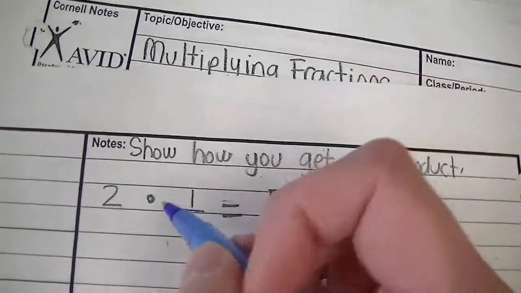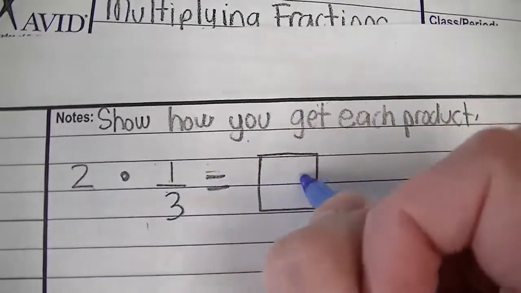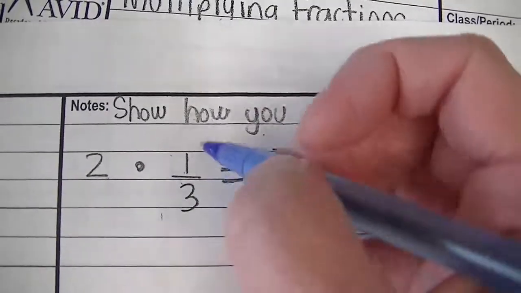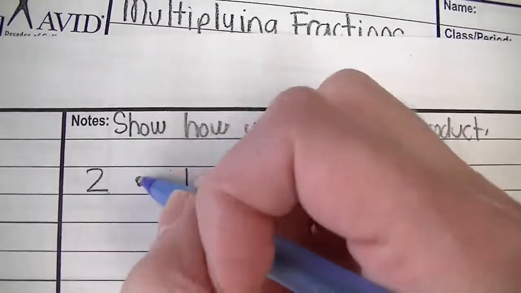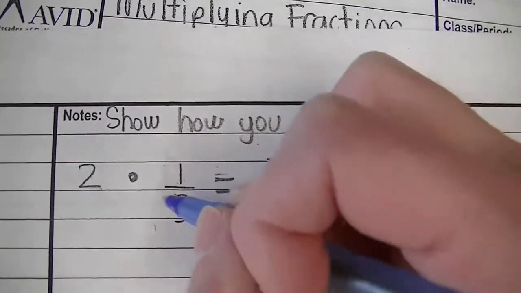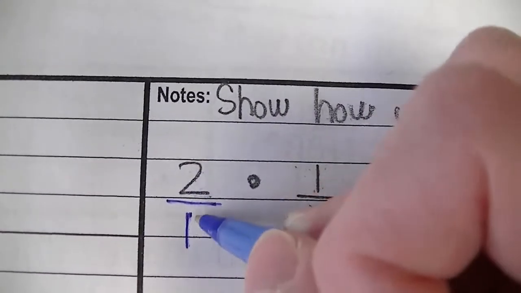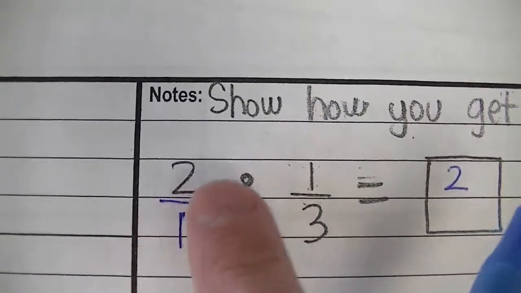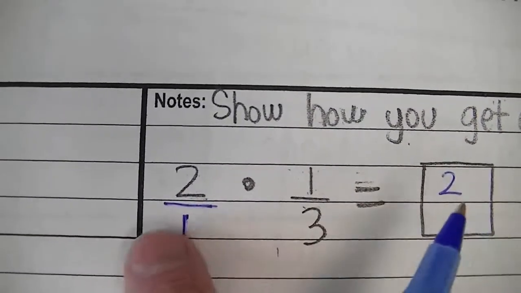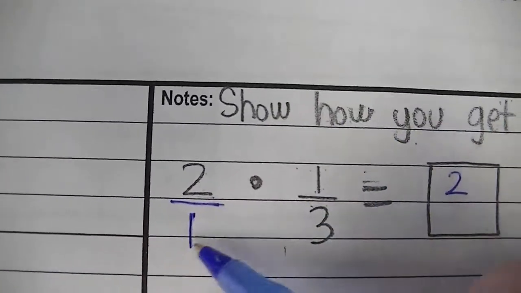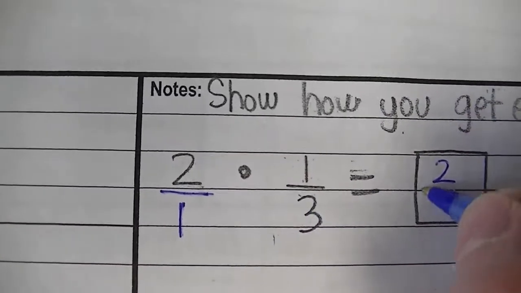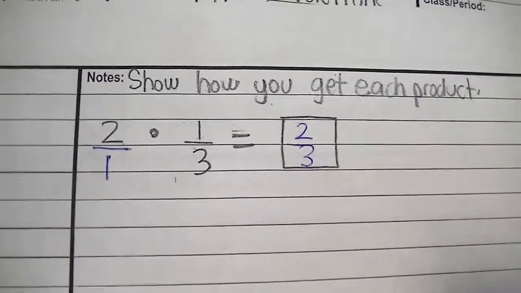So I'm pretty confident that you could probably figure out how to get the product just by multiplying straight across, like you should know. 2 times 1 is 2, and then you can think of this as 2 divided by 1, because 2 divided by 1 is still 2. But I like to make it a fraction because when I'm multiplying fractions, it's easier for me to visualize that I multiply straight across. 1 times 3 is 3. So I know my answer is going to be 2/3.